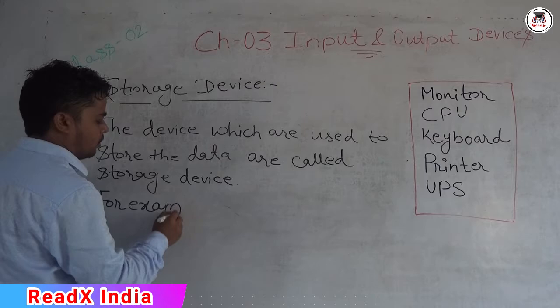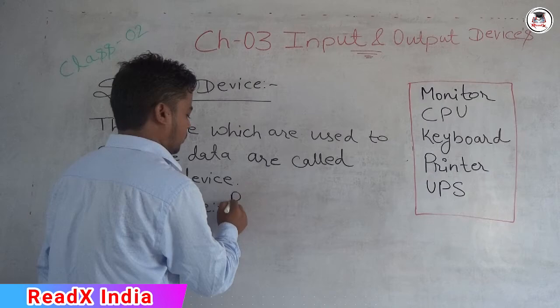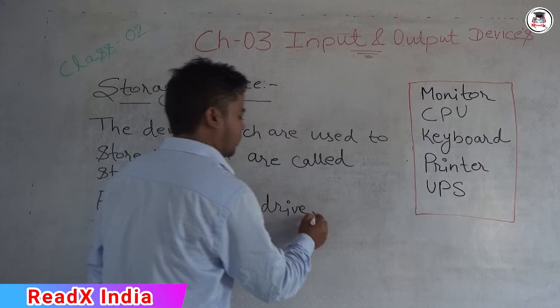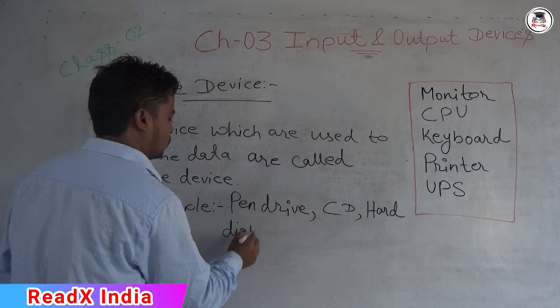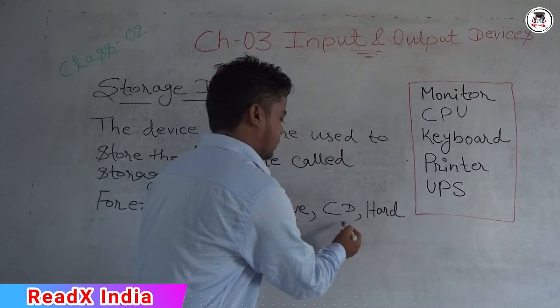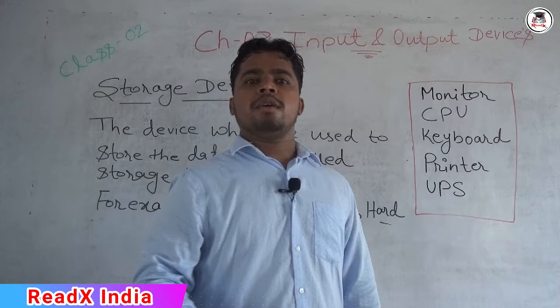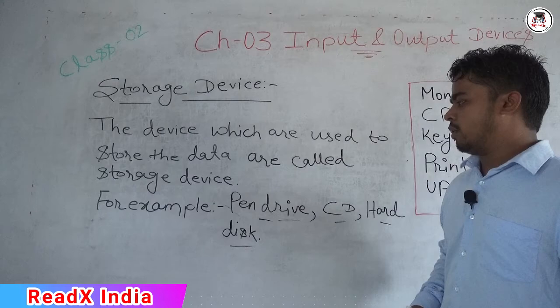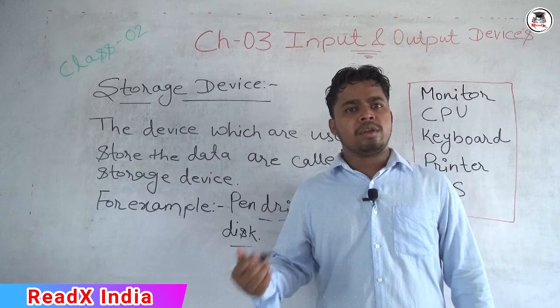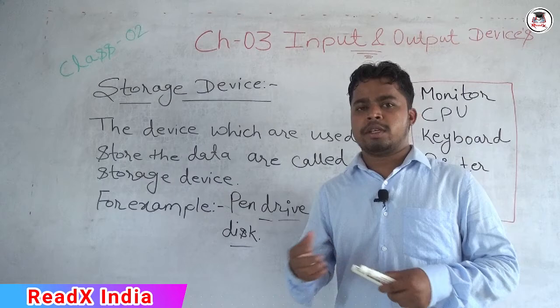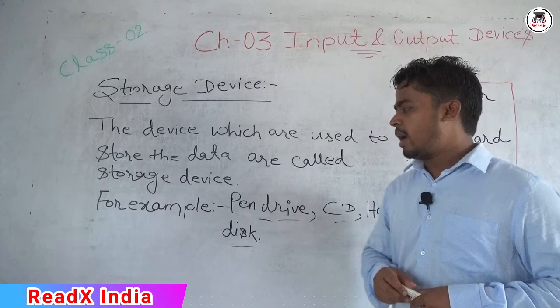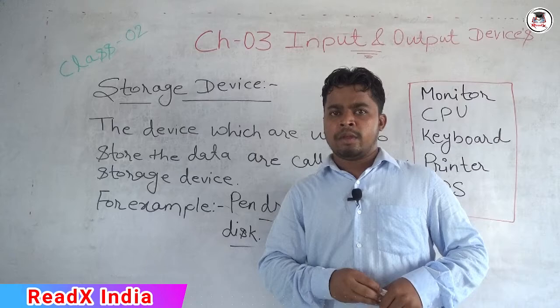okay, for example, like pen drive. Next one is CD. Hard disk. Okay, so students, from here you can see there are a couple of devices which are used to store the data of ours, for future reference. So the first one is pen drive. You might have seen the pen drive in your home, also in your computer lab too. So those devices will help to store the files. Files like if you have saved something in MS Word, if you have saved something in PowerPoint, all those files you can store with the help of a pen drive. Also you can store movies, songs, etc.